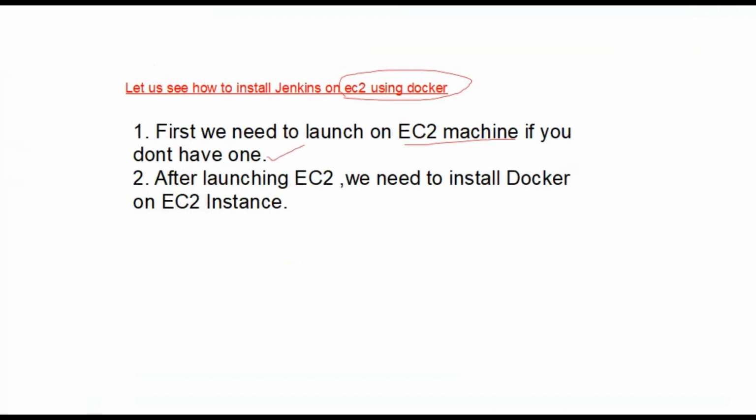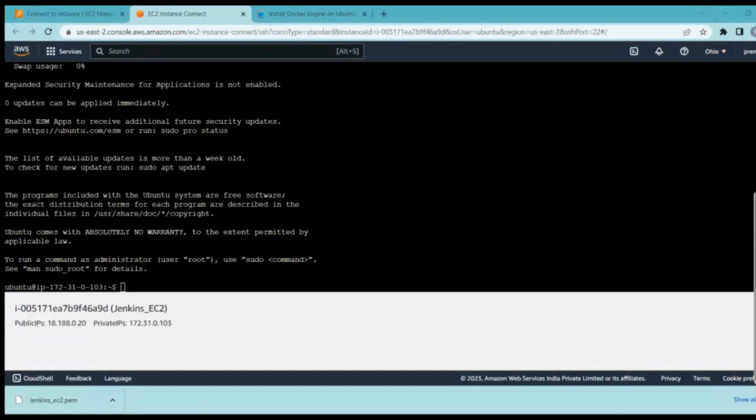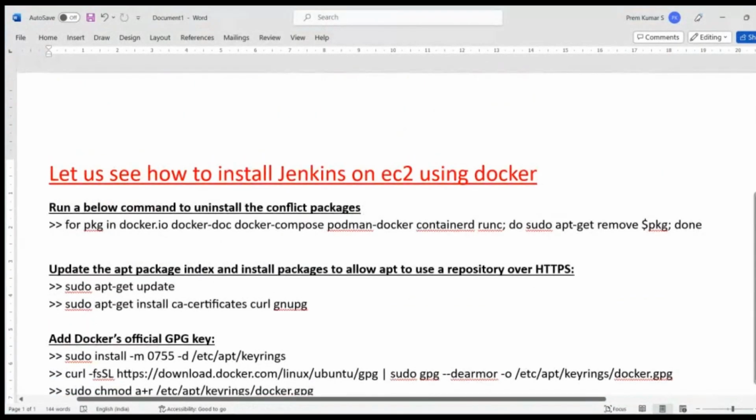Now let us see how to install Docker on the EC2 instance. In this video we are going to see how to install Jenkins using Docker on an EC2 machine. So we should have Docker installed in our EC2 machine. Let us do that now. To install Docker, there are a few steps that we need to follow. Okay, so these are the steps.